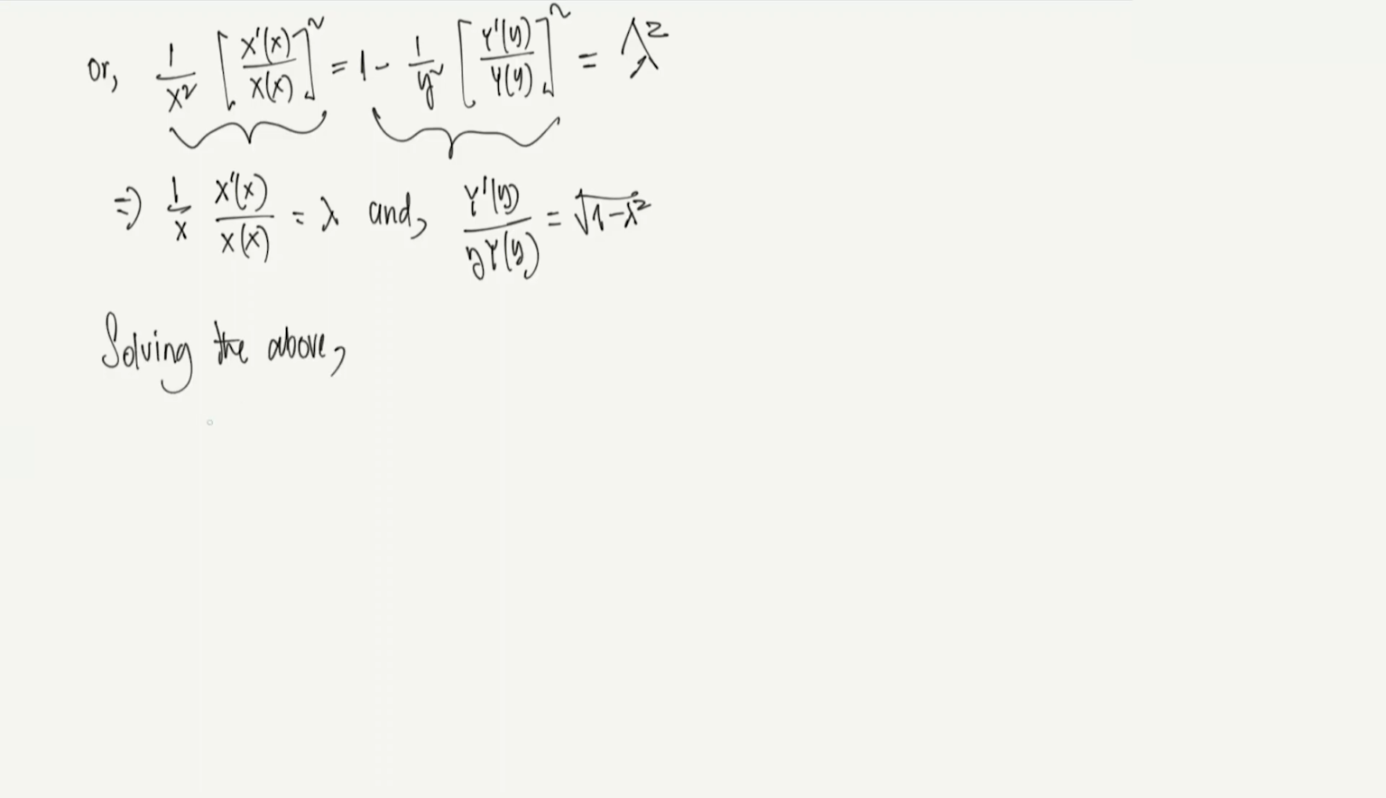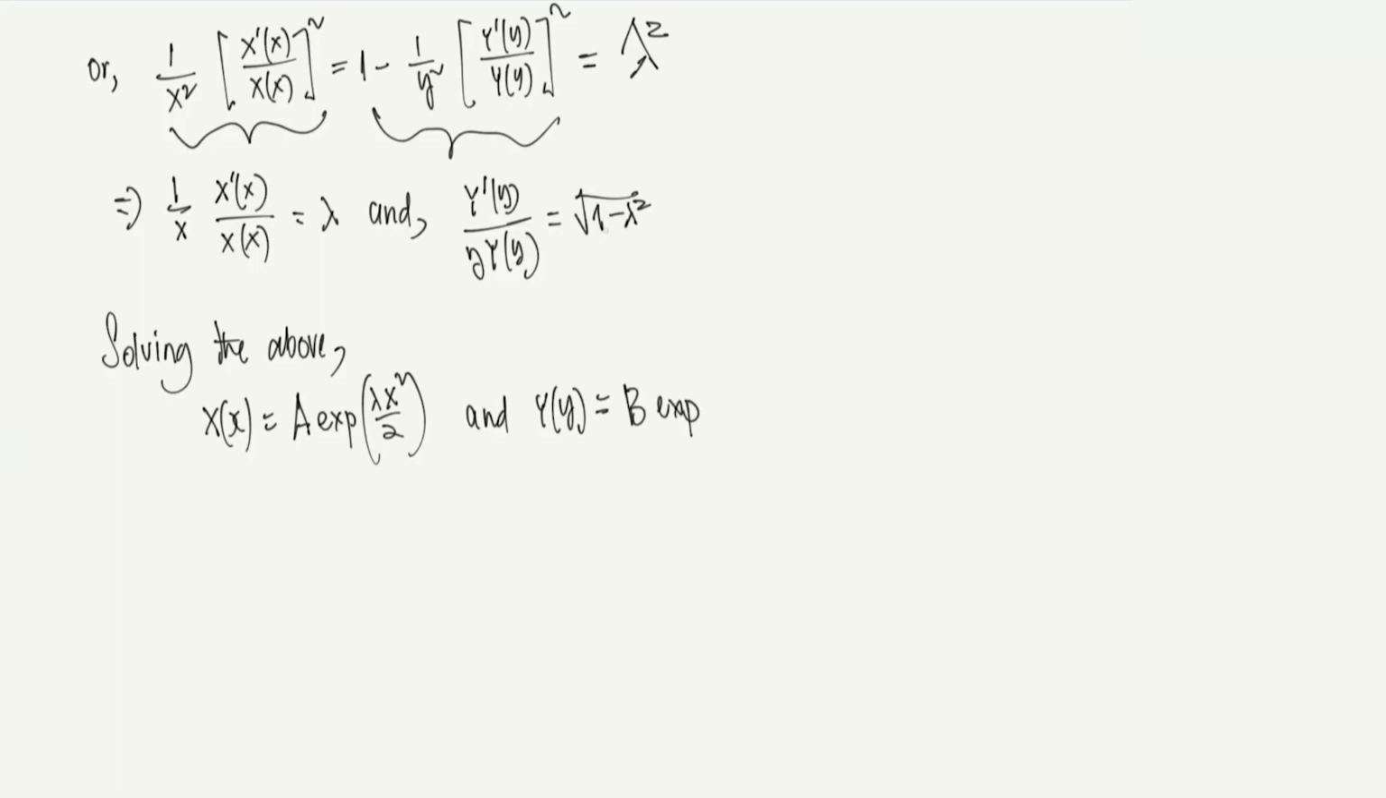We solve it and get X(x) to be some constant a times exponential of lambda x squared by 2. That's what we are going to get, right? One second, let me check. Yes, lambda x squared by 2, I think, yes. And Y(y) equals b times exponential.